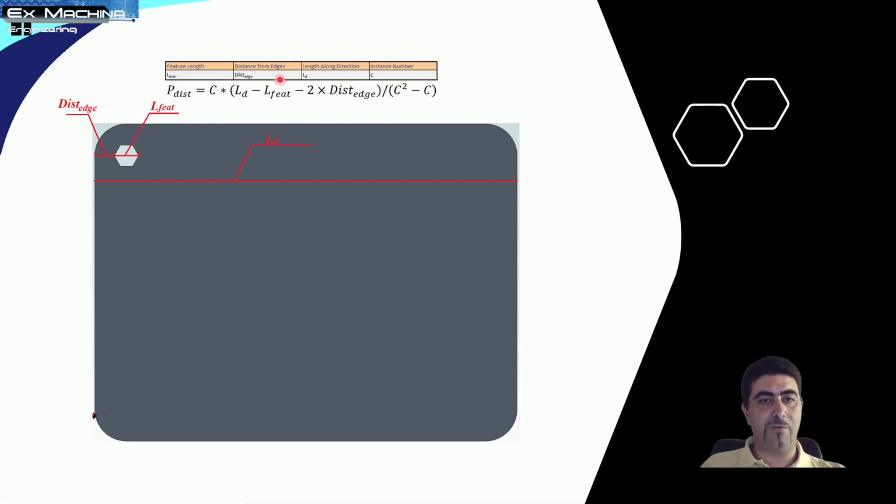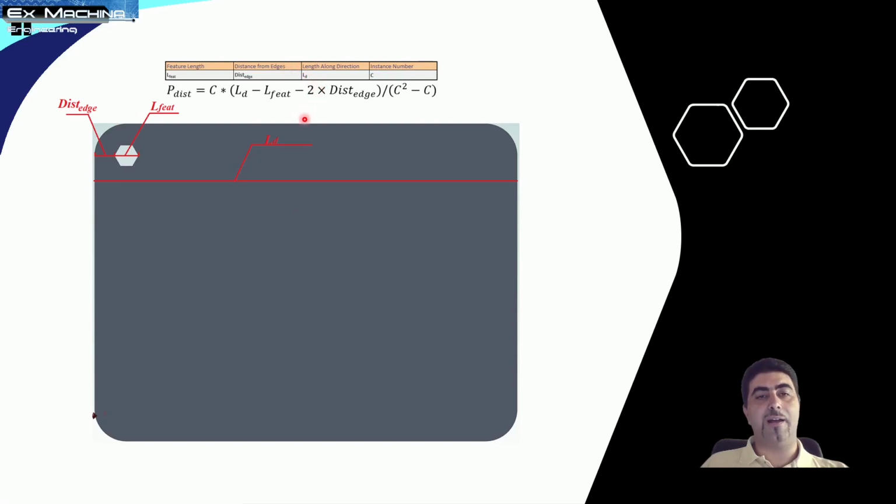Now, in this equation, we also have a feature for the distance from the edge. So maybe we don't want the feature pattern to start straight from the edge. We want a certain distance to appear before and after the pattern. So that's this distance here. Again, across the first direction, direction one, this distance is the distance from this edge to the corner of the hexagon. Along the second direction, that distance will be the distance from this edge to the flat of the hexagon.